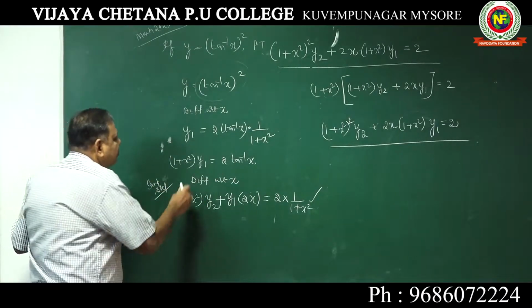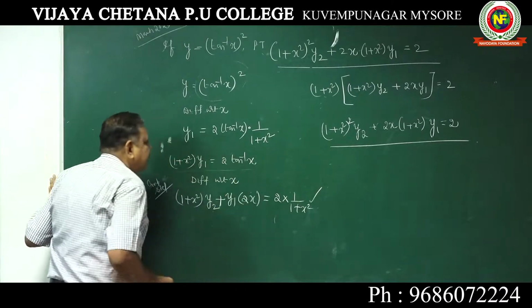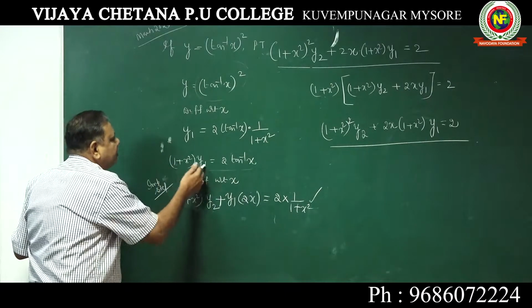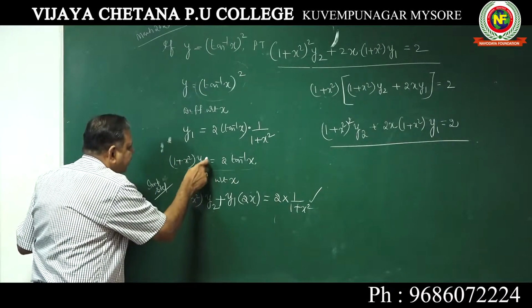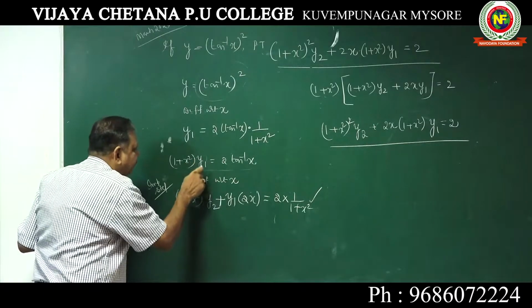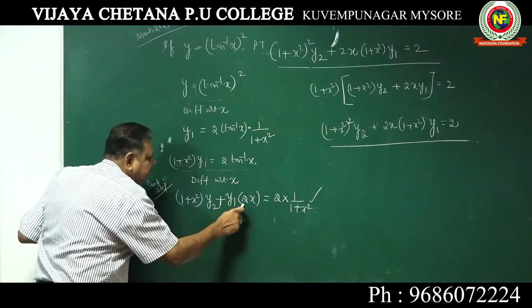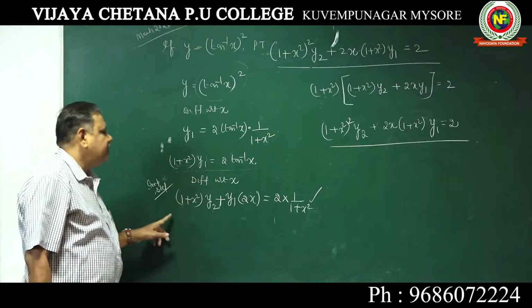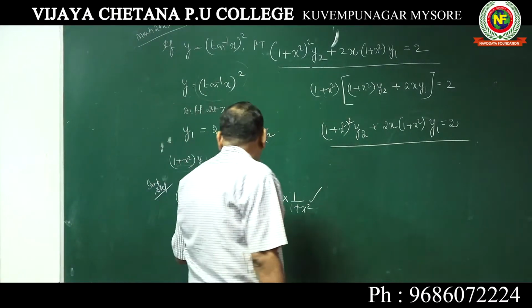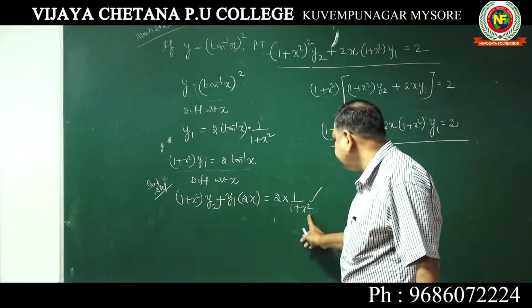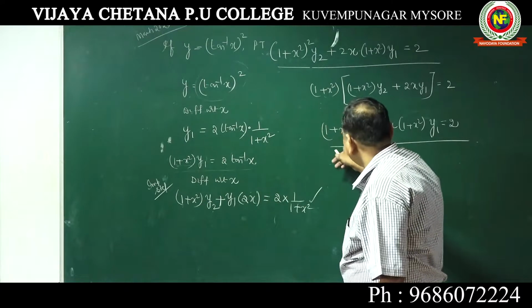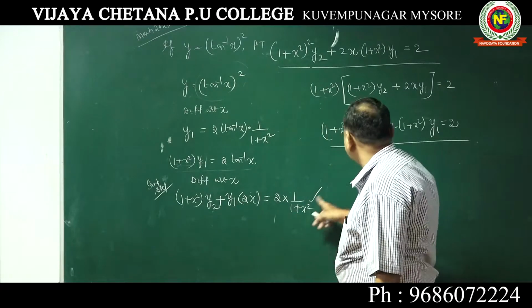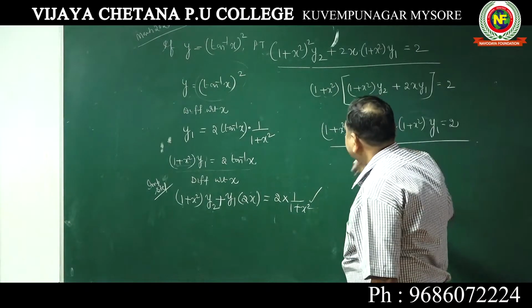Now you take (1 plus x square) into y1, and further differentiate. Product rule you have to apply. (1 plus x square) into y1 will become (1 plus x square) y2 plus y1 into this differential coefficient 2x, equal to 2. Tan inverse x differentiation is 1 over 1 plus x square. Now just cross multiply: 1 plus x square into 1 plus x square, so (1 plus x square) square y2 plus 2x into (1 plus x square) y1 is equal to 2.